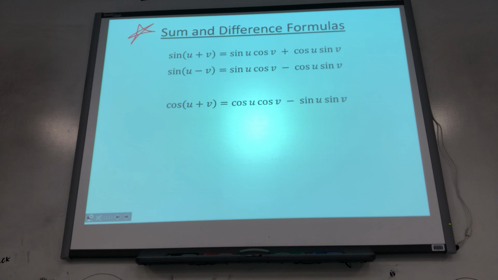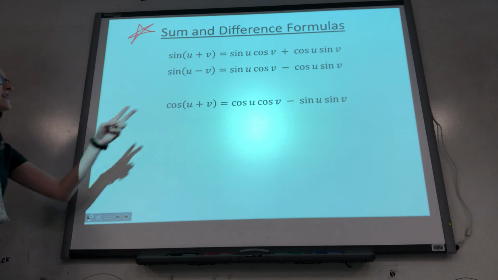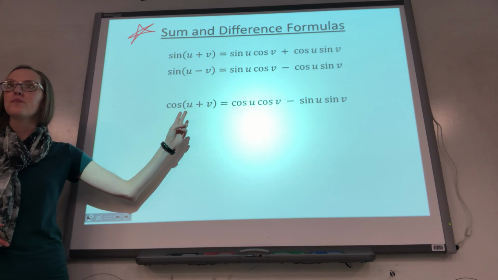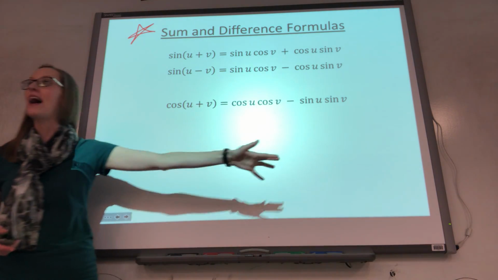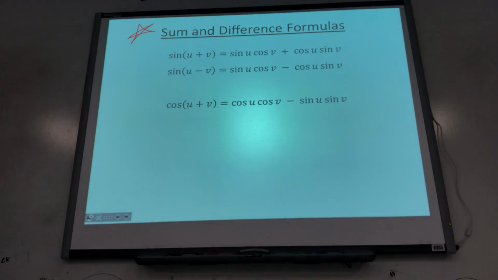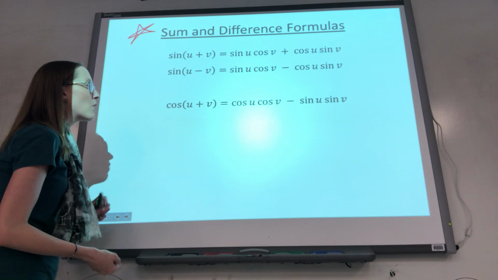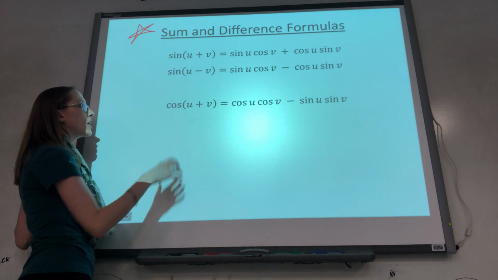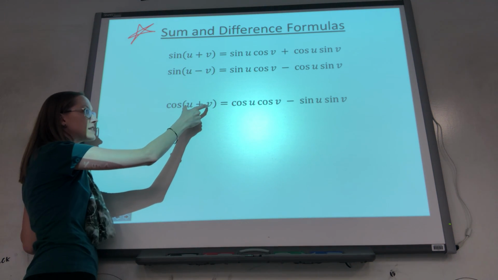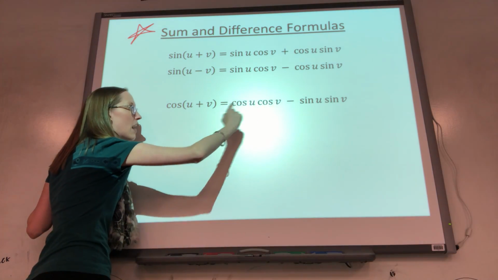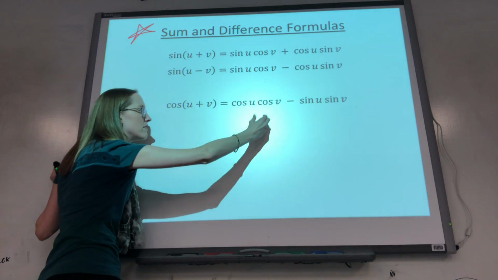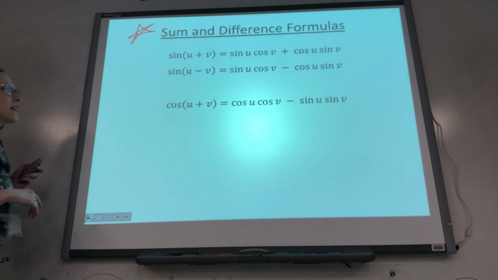Now this one always kind of seems wrong because it's a sum formula, but you're actually subtracting. That is correct. Seems like it shouldn't be that way, but that's actually how it works. If you take the cosine of a sum, then it's going to work out like this. Cosine of u, cosine of v, minus sine of u, sine of v.